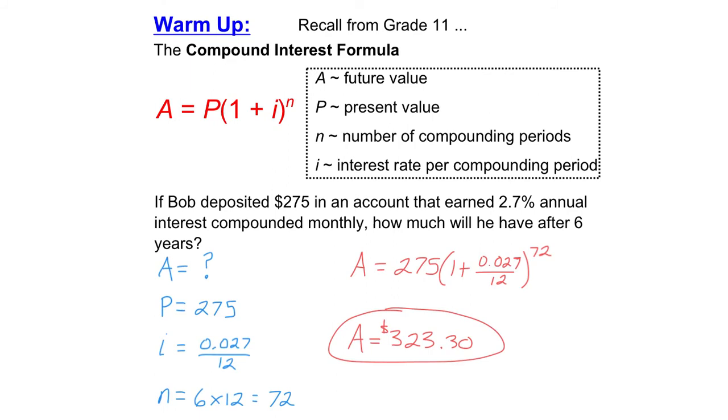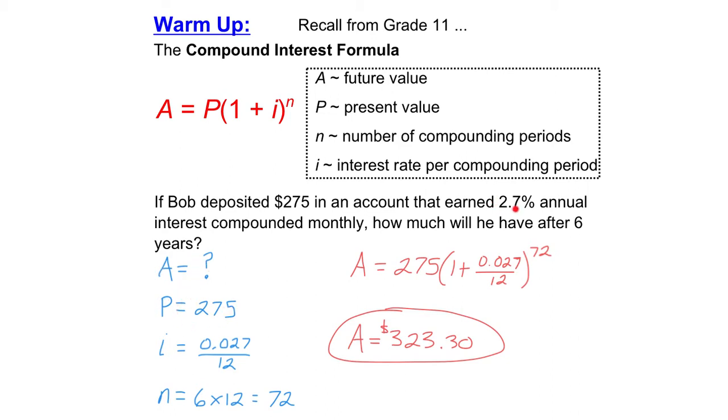So hopefully you at least remembered a little bit about this. So he deposited $275. That's the present value. That's the value at the beginning of the deposit. How much will he have? That's the future value. That's what it's going to be at the end of the investment. So we're trying to figure out A. We know what P is.